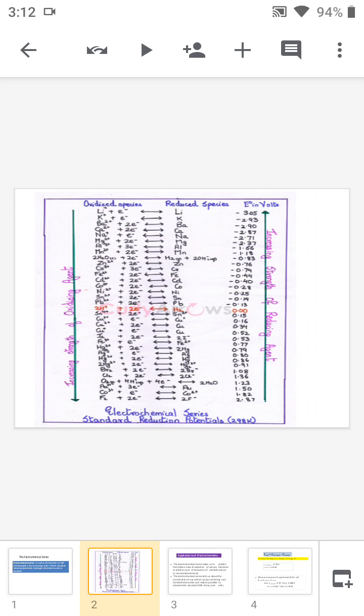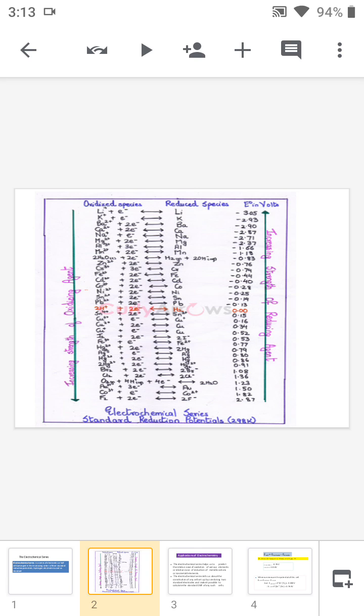We can see a lot of elements which are arranged in the increasing order of their reduction. First of all, we have to note one thing, that every element is written in terms of reduction. See here, the first element is lithium. So lithium always undergoes oxidation. But even then, if you are arranging the elements in the electrochemical series, always write in reduction terms. So Li plus 1 electron gives Li. And here we can see that the reduction potential of lithium is minus 3.05.